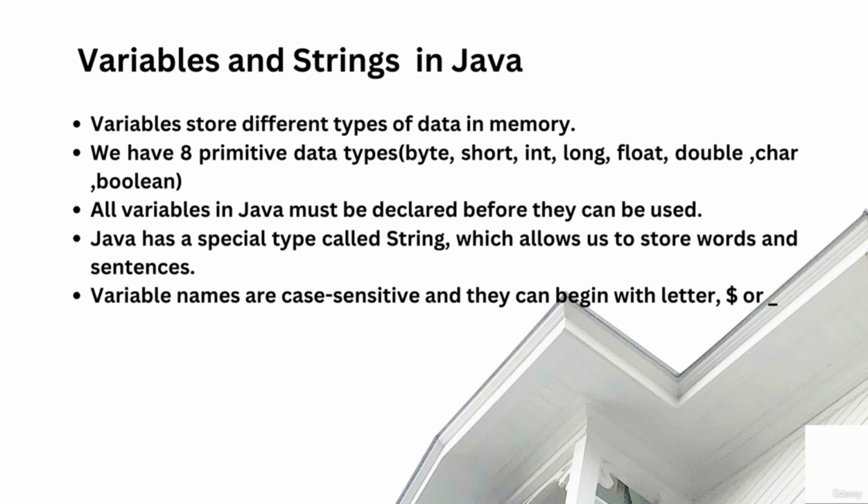Java is statically typed. That means all the variables must be declared before they can be used. Java also provides a special type called string that allows you to store words and sentences. Variable names are case sensitive and they can begin either with a letter, or with a dollar sign, or with an underscore.